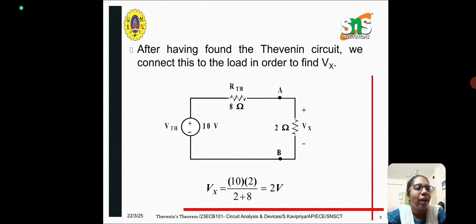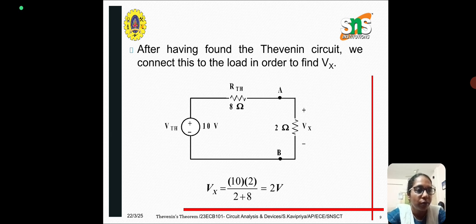So we have got the current value, and from the current value we can calculate the voltage that is available across the 2 ohm resistor. That is nothing but current into the corresponding resistor, which is 2 ohms. So we will get the final voltage available across the 2 ohm resistor as 2 volt.